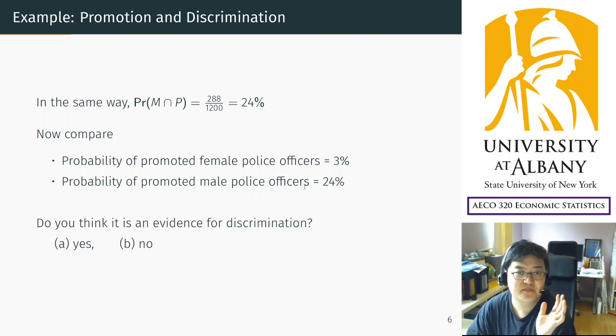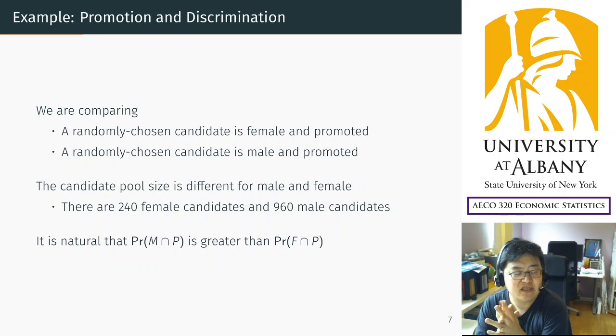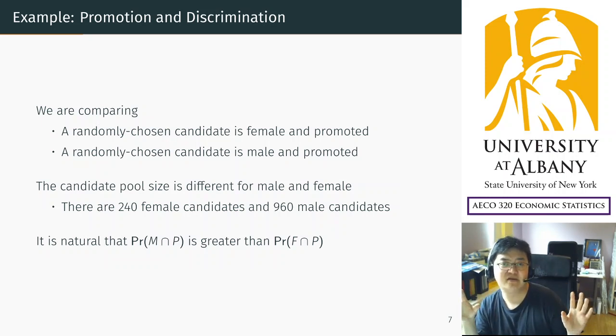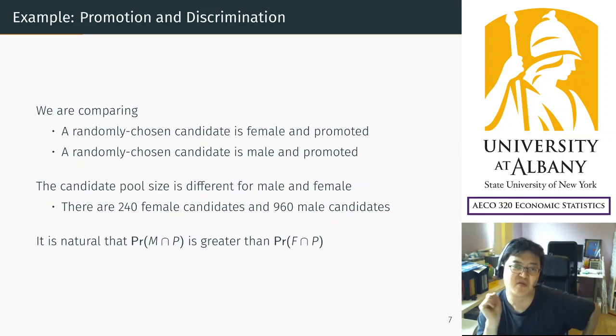The reason is, let's think about how the probabilities are defined. The underlying experiment is that there are 1,200 police officers who are candidates for a promotion. So there are 1,200 officers, and we randomly choose one of them. And we are calculating the probability that the randomly chosen candidate is female and promoted, or male and promoted. So just put everyone here and choose one, and let's see whether this person is promoted or not, or whether this person is female or not.